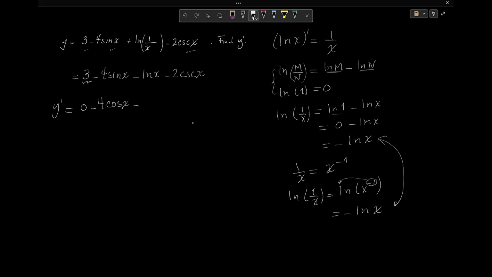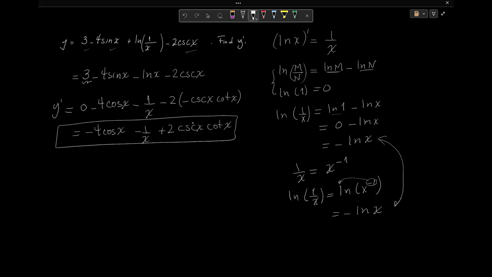Minus, I'm at the ln right now, the derivative of the natural log is just 1 over x. Minus 2, the derivative of the cosecant of x is negative cosecant x cotangent x. So you have negative 4 cosine x minus 1 over x plus 2 cosecant x cotangent x. There's the answer.